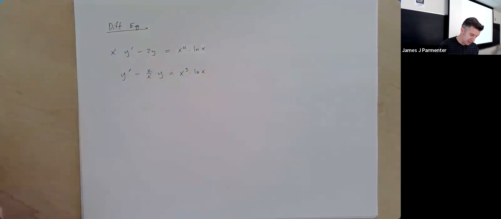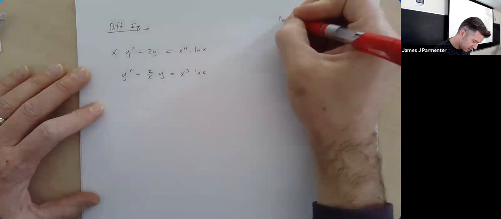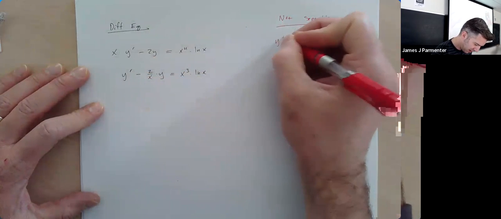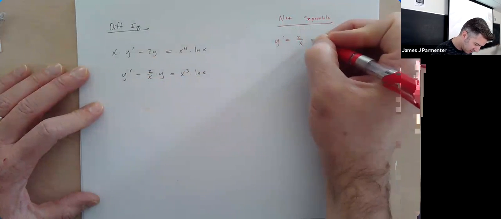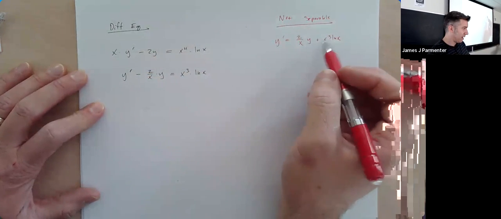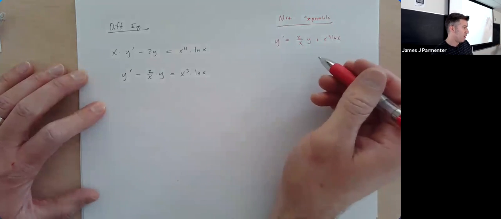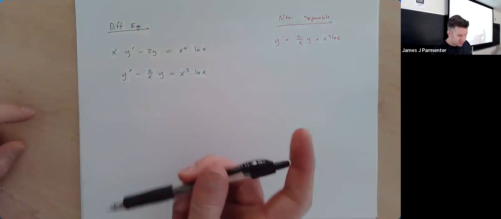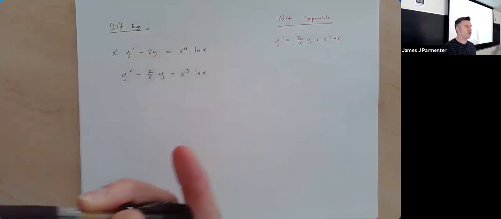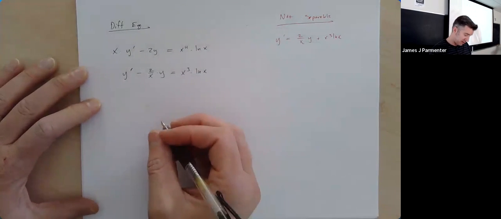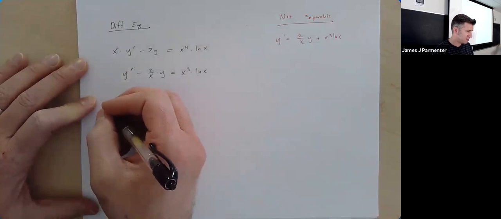Just as a point of clarification, I don't think this is separable. If you solve for y prime, I'll just point out this is not separable. Because if we isolate y prime, then y prime would equal 2 over x times y plus x cubed natural log of x. And there's no way of breaking that right-hand side apart into something with x's times something with y's. So definitely not separable. And also, if it's written this way, someone's clearly trying to get you to go in the first order linear direction. So now we need to find our integrating factor, which he calls mu.